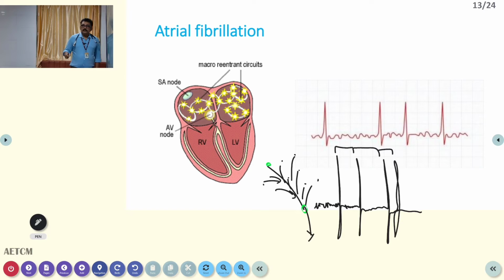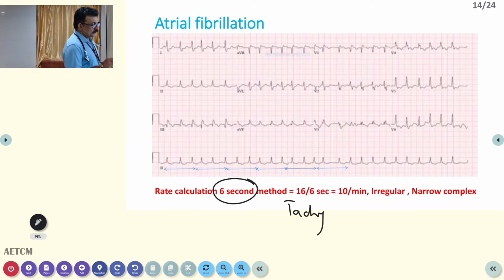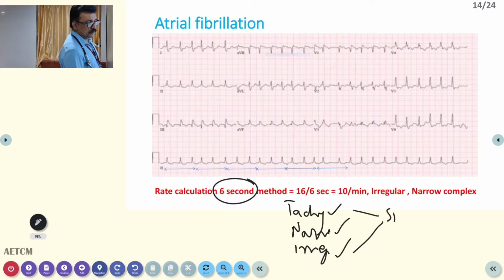So what is the diagnosis? It's a narrow complex, irregular rhythm. Then the third thing is very important, whether the patient is stable or unstable. Now this is atrial fibrillation. Instead of telling atrial fibrillation, you have to tell the tachycardia is there, heart rate is very high. You can use the 6-second method we have learned previously. There is tachycardia. Is it narrow or wide? It is narrow. Is it regular or irregular? It is irregular. So three things: tachycardia, narrow complex, irregular. So irregular, narrow complex tachycardia. The next question will be whether the patient is hemodynamically stable or unstable. That is very important.